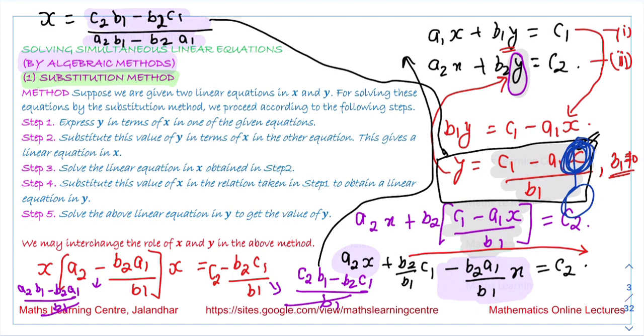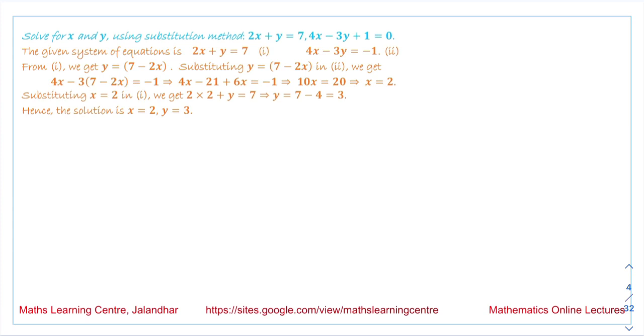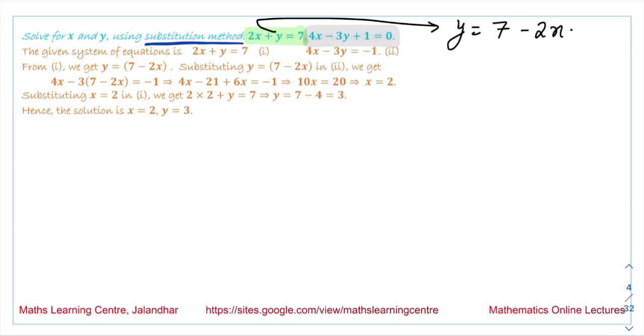So this method will be more clear to you with our next example. Solve the given equations: 2x plus y is equal to 7, this is one equation. Second is 4x minus 3y plus 1 is equal to 0, and we have to solve them using the method of substitution. So we are going to find the value of y from the first equation. So it is 7 minus 2x.